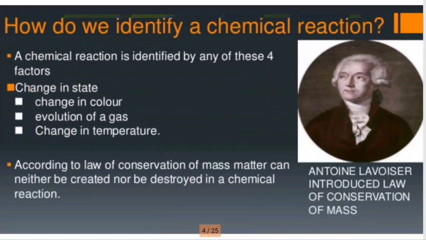So next, how do we know a chemical reaction has occurred? A chemical reaction is identified by these factors. First, change in color. For example, copper sulfate has a blue color, and it turns colorless when zinc is added. Next, change in state, solid to liquid, liquid to gas. Third one is formation of gas.